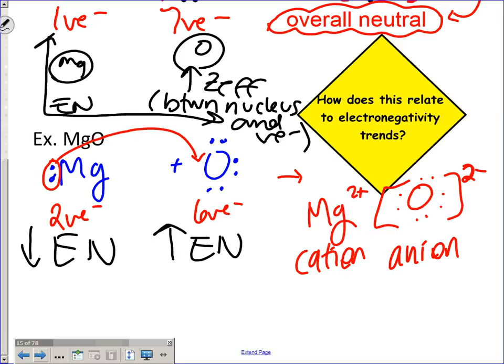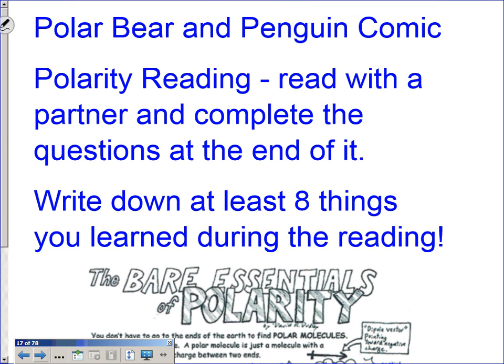I'm going to tell you exactly what I want you to do. I have some books with more than enough copies, I have some with less. This is called, listen up, polar bear and penguin reading, okay? If you cannot see a comic strip, you need to scooch next to somebody that actually has one. Everybody's going to turn to the page that says Polar Bear Essentials of Polarity. Some of you have that copy a couple pages back, so thank you for dealing with that.